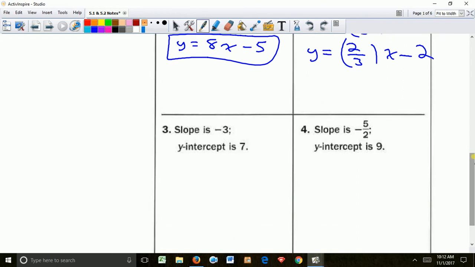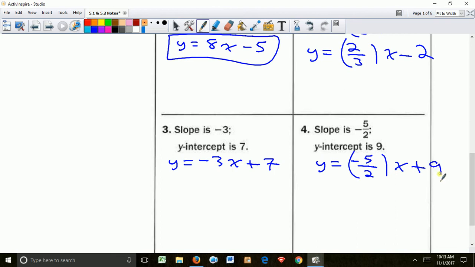For number 3, the slope is -3, the y-intercept is 7, so writing this in slope-intercept form, you get y is equal to -3x plus 7. And then for number 4, the slope is -5/2, and the y-intercept is 9. So in slope-intercept form, this becomes y is equal to -5/2 times x plus 9.